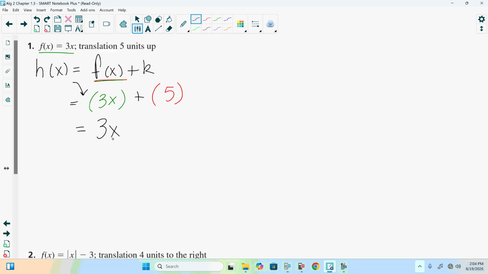How about the 5? It's just plus 5, yes? 3x and 5, are they like terms? Anything that we can do with it from here? That's it. All we can do to it. H of x equals 3x plus 5.